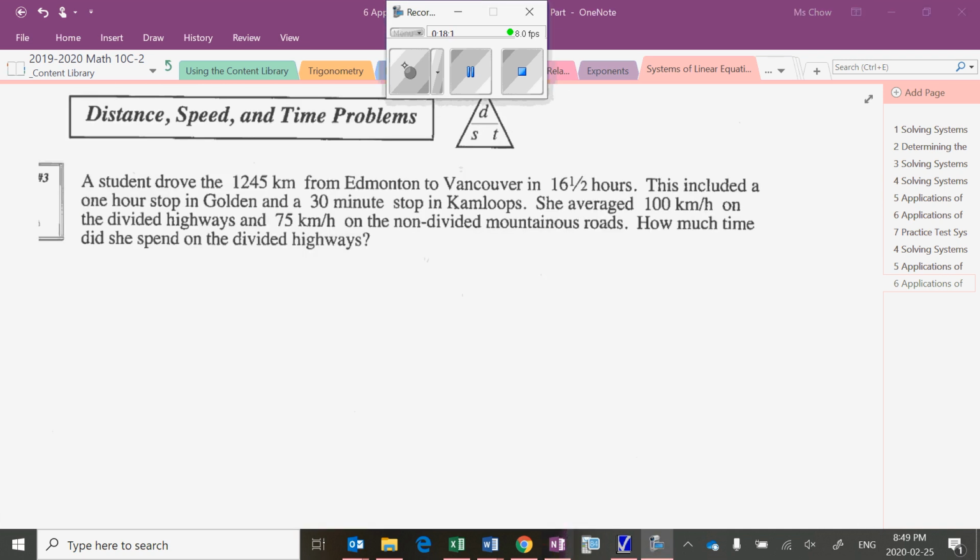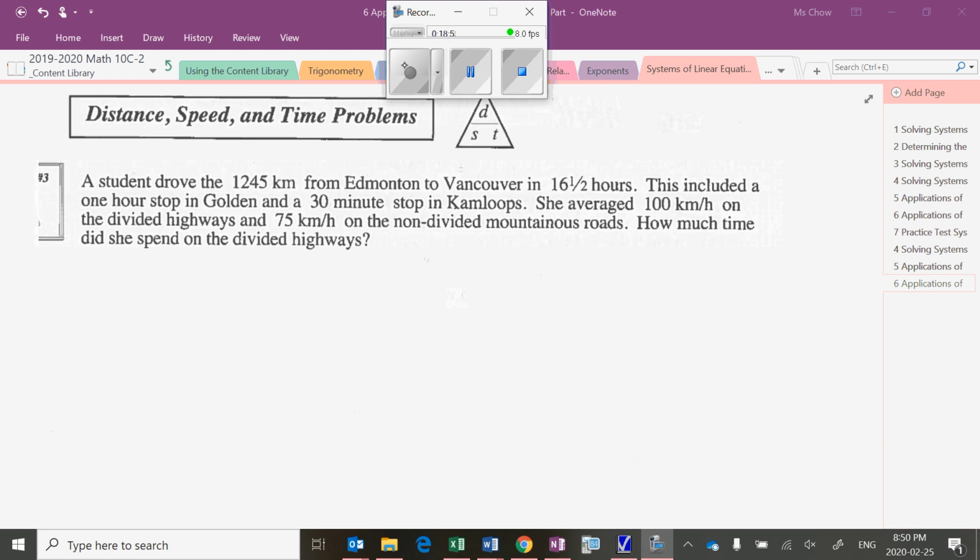Okay, looking at the next page, we've got some distance problems, and with these distance problems, I would strongly suggest that you use a table to go through these ones. We've got a student who drives 1,245 kilometers from Edmonton to Vancouver in 16 and a half hours, including a 1-hour stop in Golden and a 30-minute stop in Kamloops, averaging 100 kilometers per hour on the divided highways and 75 kilometers per hour on the non-divided mountainous roads. So how much time did she spend on the divided highways?